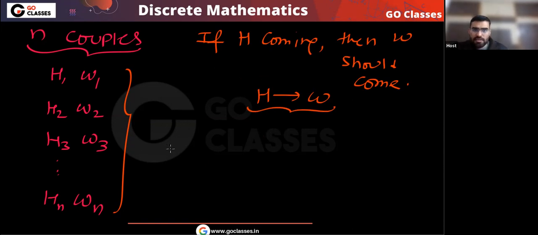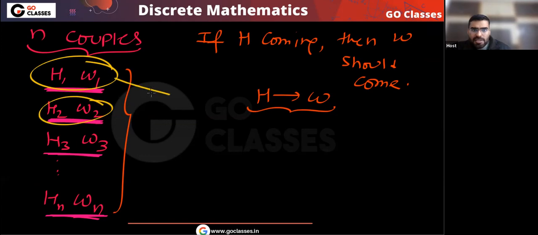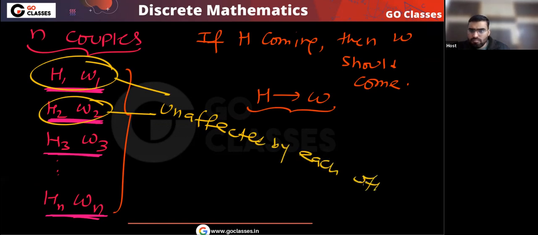Now you can notice one thing here. How many possible gatherings are there? This is the point I want to ask you. Tell me, will this couple affect this couple? No. Similarly, this couple is not going to affect this couple. So basically, these are individual couples. This has no effect on this. They are basically unaffected by each other. Correct? Okay. So they can take decisions.